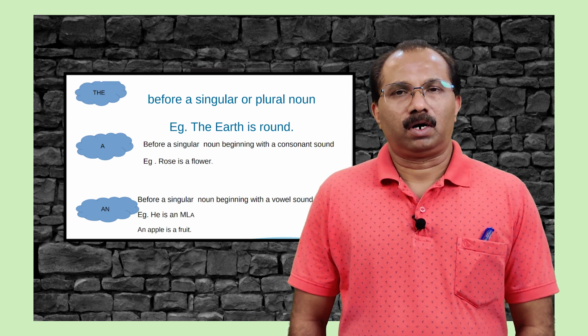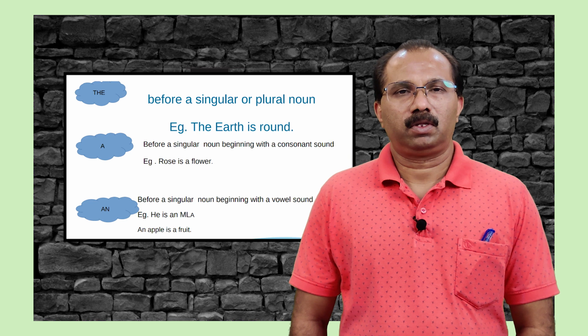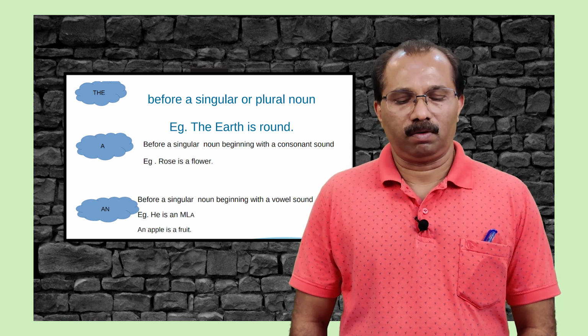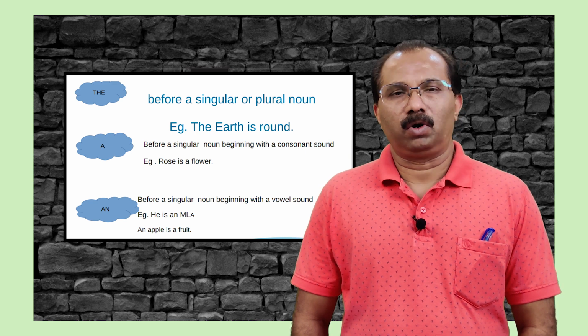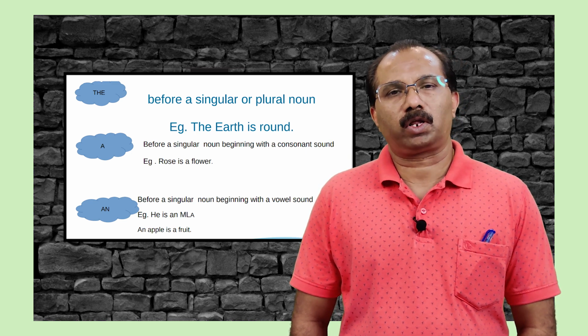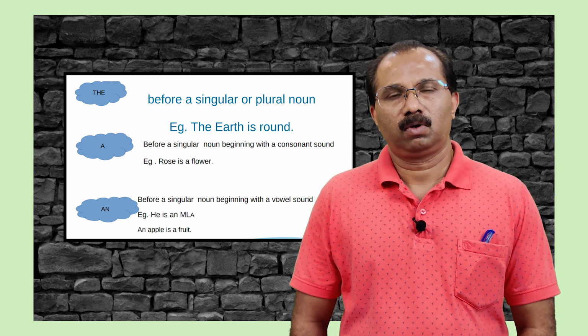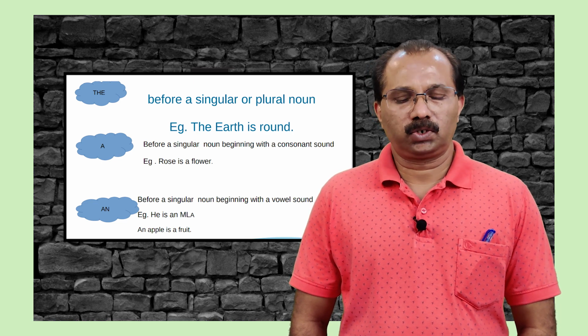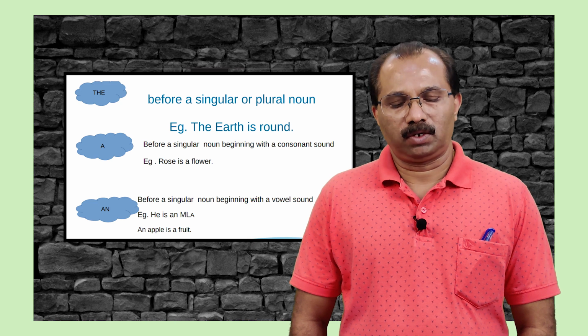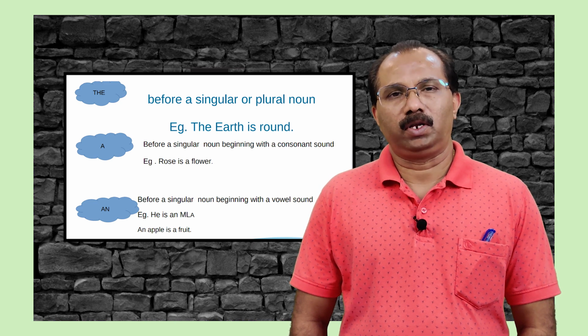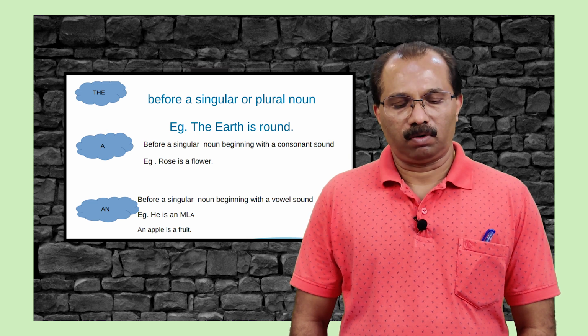Now let's talk about the indefinite article a. It is used before a singular noun beginning with a consonant sound. For example, rose is a flower. In that example, you can see flower, it is singular. Okay, so rose is a flower.